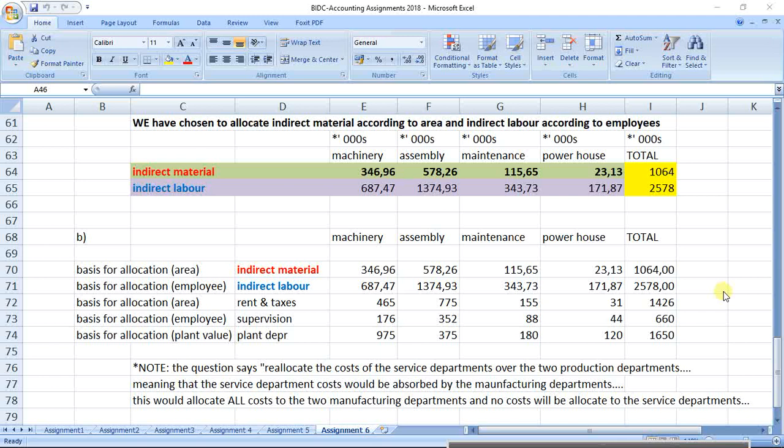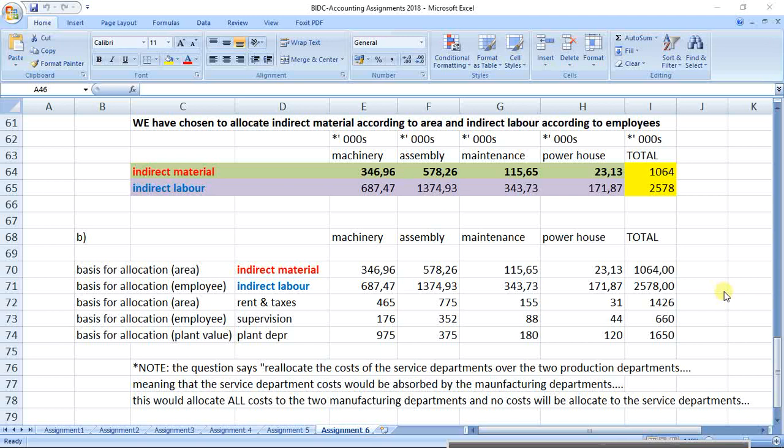Okay, so the difference here with these questions compared to the other ones is obviously the last assignment is looking at cost and management accounting, which is a little bit different to financial accounting because you need to use those different bases in terms of allocating your cost to the various products or departments.